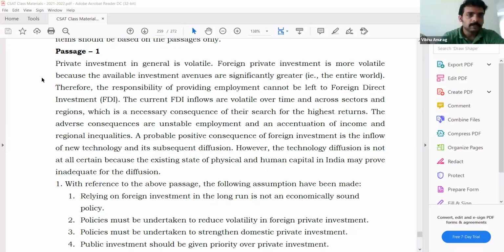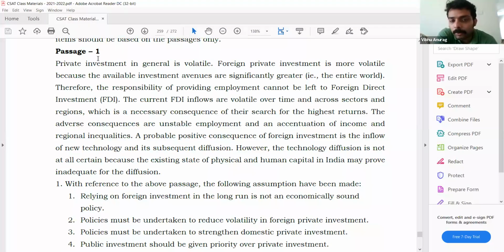Okay, fine. Let's discuss passage 1. It says that private investment in general is volatile and foreign private investment is more volatile because the available investment avenues are significantly greater. There are more places where you can invest your money. Foreign investors can invest the money, that is the entire world. Therefore, the responsibility of providing employment cannot be left to FDI.